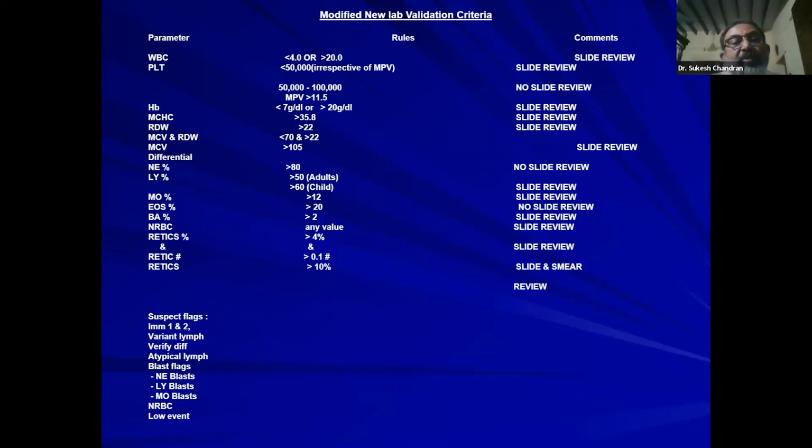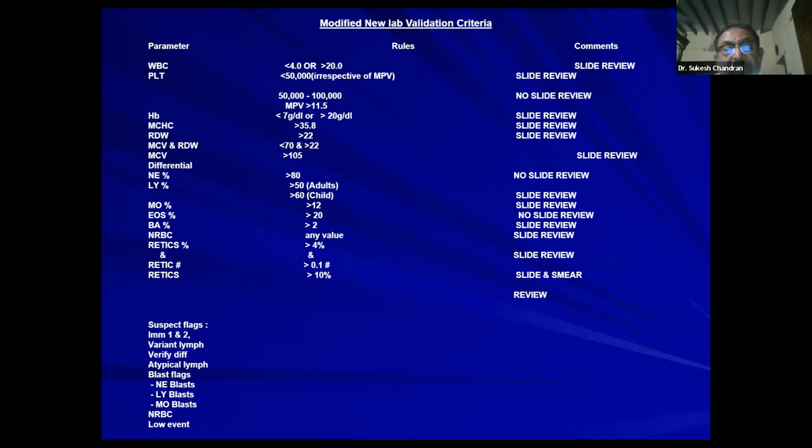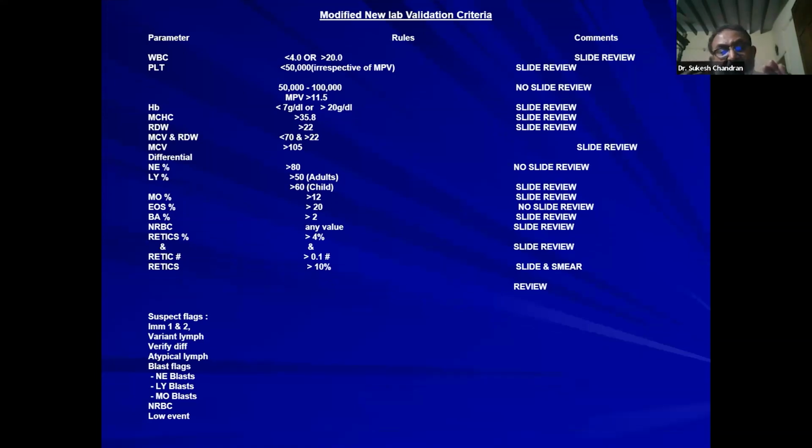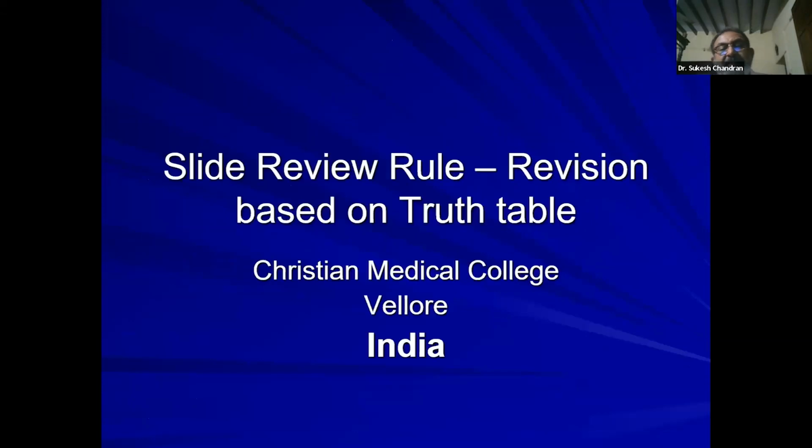For example, an initial rule that if the white cell count is less than 4,000, review the smear. If it's more than 20,000, review the smear. Hemoglobin is less than 7. So all these were the old rules. But the rule was that for all suspect flags, you have to review the smear. But that also we need to look at very carefully. So based on the slide review rule, we looked at the truth table.